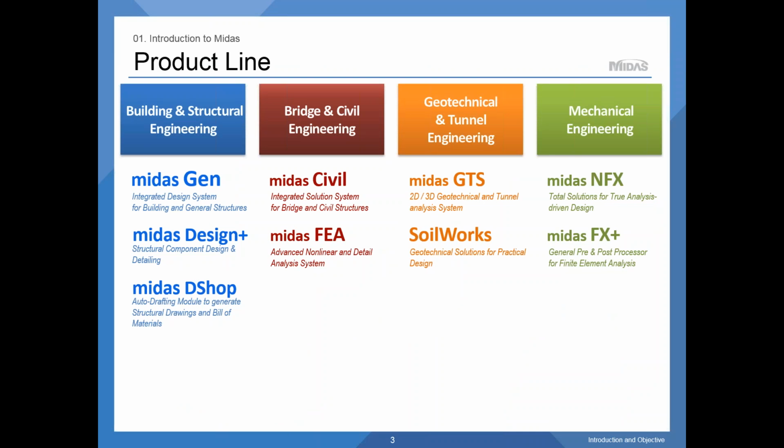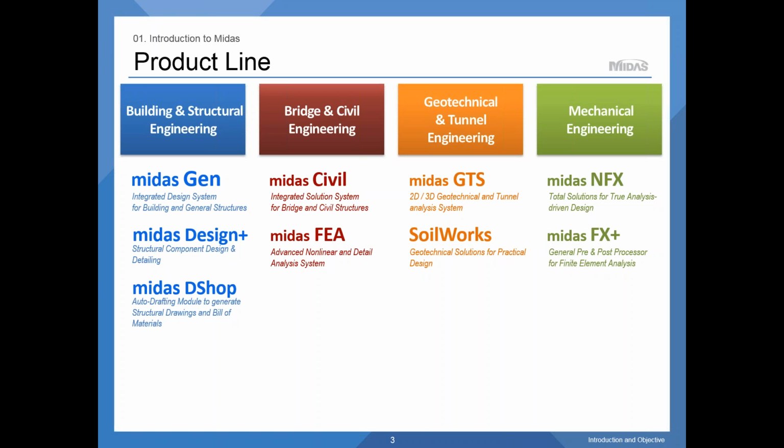In building and structural engineering, we have Midas Gen, which is an integrated design system for buildings and general structures, followed by Midas Design Plus, which is an individual design component tool, and Midas D Shop, which is an auto drafting module. Coming to bridge and civil engineering, we have Midas Civil, which is an integrated solution system for bridge and civil structures. And we have an FEA product, which is an advanced nonlinear and detailed analysis system.